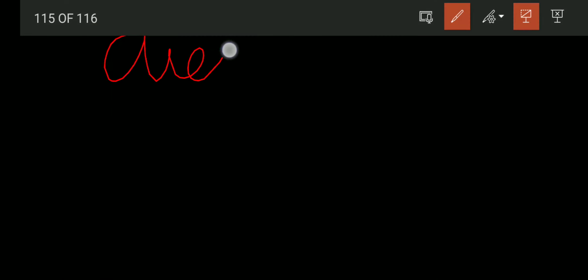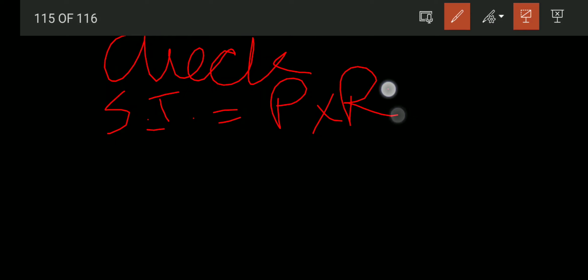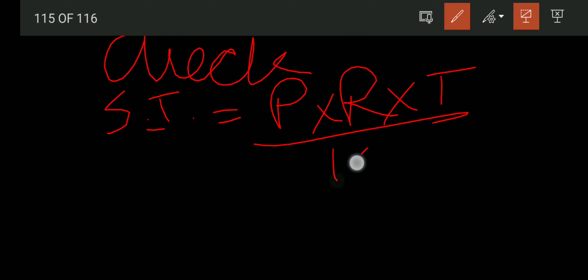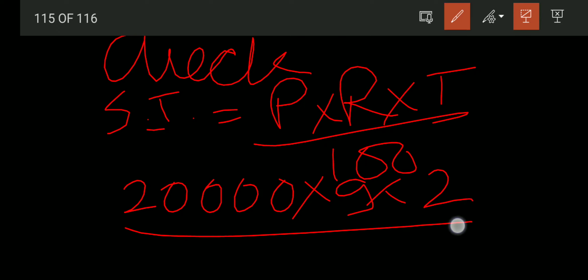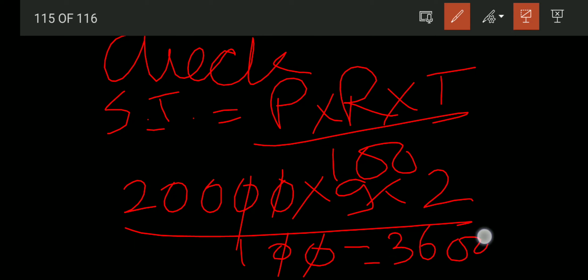For checking, you know what we have to do. We'll just take the formula SI is equal to P into R into T divided by 100, and we'll put the values here. What is P? Just calculated, 20,000, into rate of interest, that is 9%, time is 2 years, divided by 100. So 2 zeros get cancelled. 9 twos are 18, twos are 3,600. So this is simple interest.